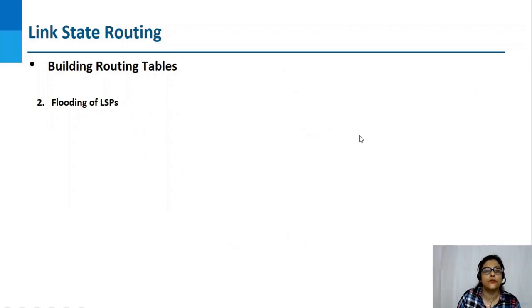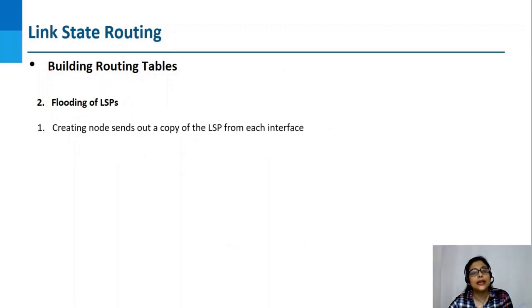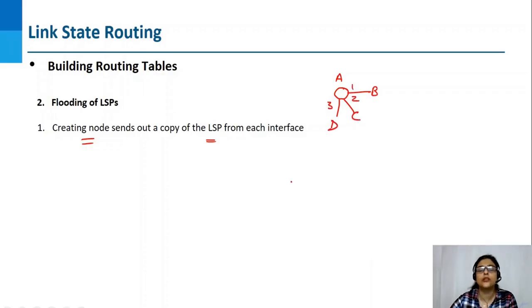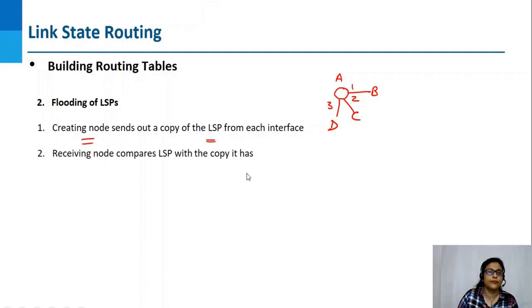Next step is flooding of LSPs. The creating node, or the source node, must send out a copy of the LSP from each of its interfaces. For example, if A is the source node creating the LSP, it has to send to B, C, and D. So there are 3 different interfaces, 1, 2, 3. It has to send out the copy of the LSP that it has created through all 3 interfaces to reach B, C, and D.